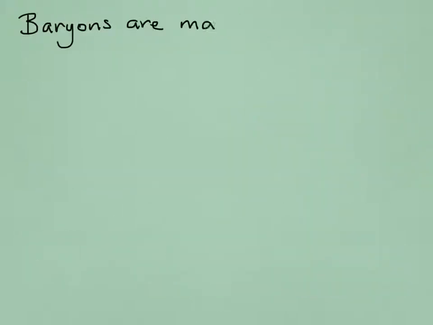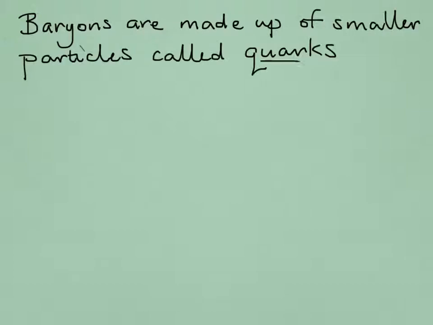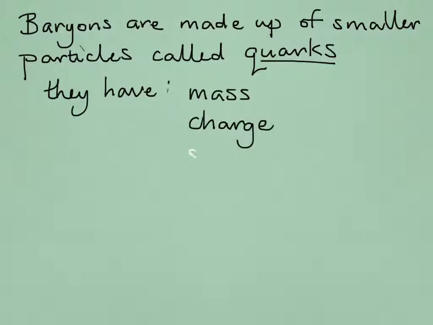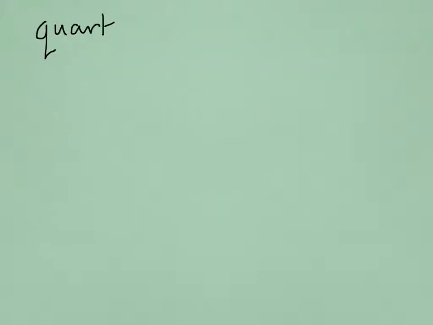Another thing they discovered with their particle accelerators is that baryons are actually made up of smaller particles called quarks. They have mass, they have charge, and we've now got to add in a third property which we're calling strangeness. An important thing about quarks is that they are never observed on their own. They're always in triplets or pairs.